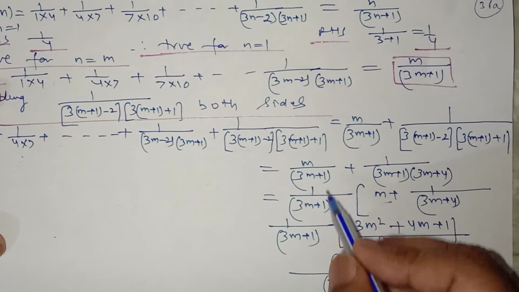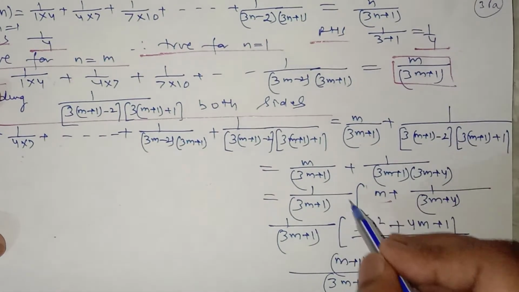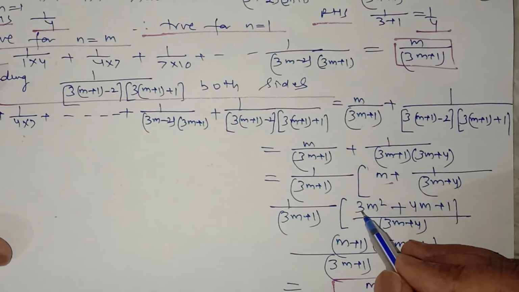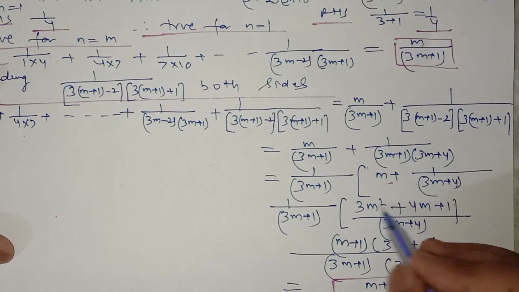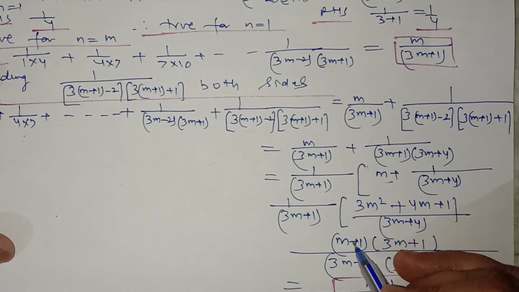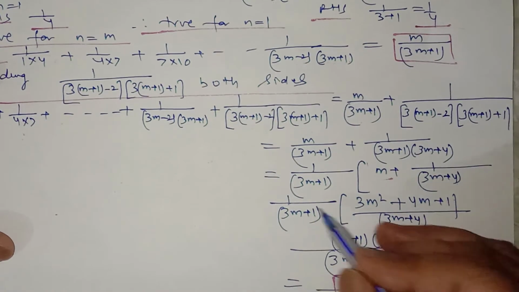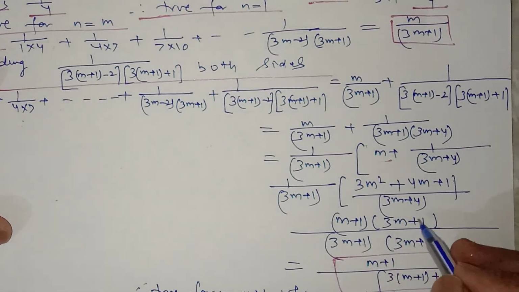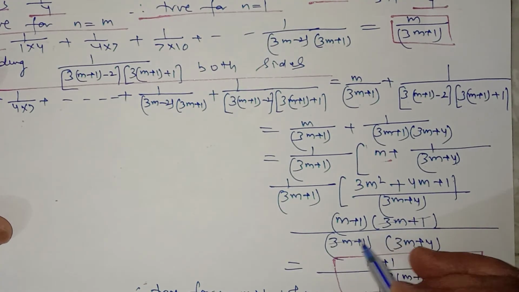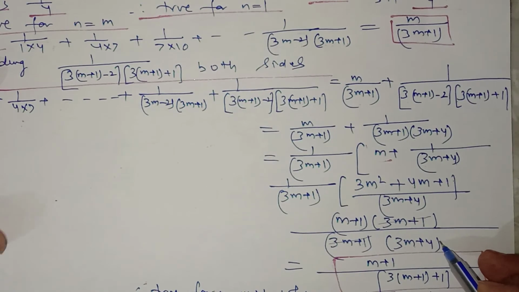You are getting 1 upon 3m plus 1 common, m, 1 upon 3m plus 4. Adding these two terms, we get 3m square plus 4m plus 1. And factorizing it by splitting the middle term, it will be m plus 1, 3m plus 1, with 3m plus 4 and 3m plus 1 in the denominator. And which term is cancelled out? 3m plus 1 is cancelled out with 3m plus 1. We are getting m plus 1 upon 3m plus 4.